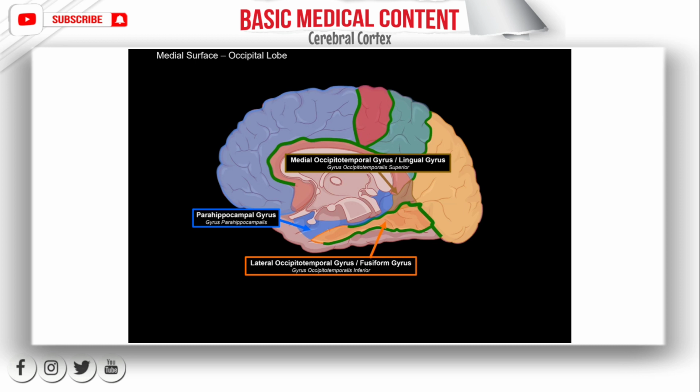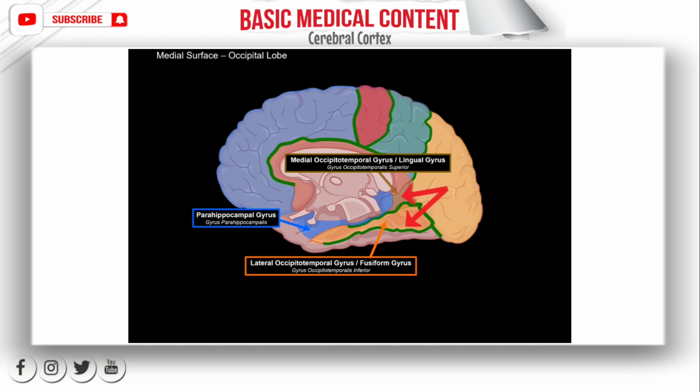The lateral occipitotemporal gyrus is sometimes referred to as the fusiform gyrus. The medial occipitotemporal gyrus is sometimes referred to as the lingual gyrus. And these two areas are what we call the visual association areas.